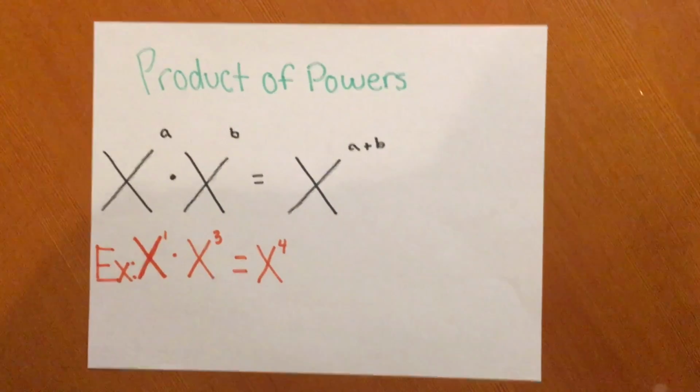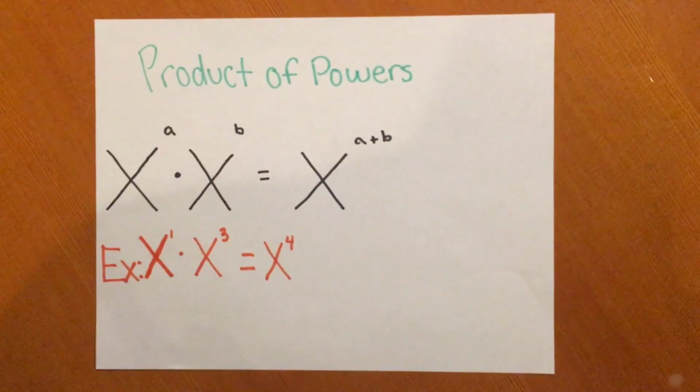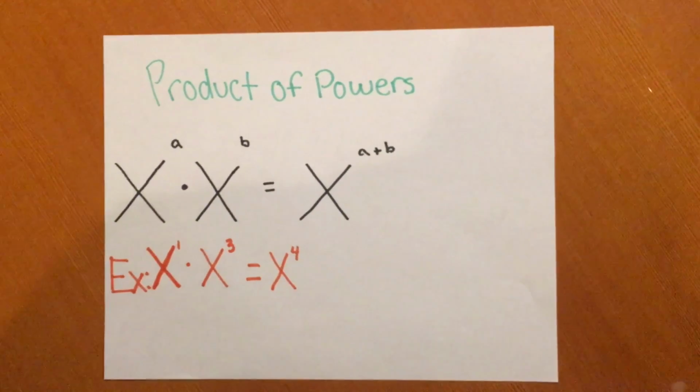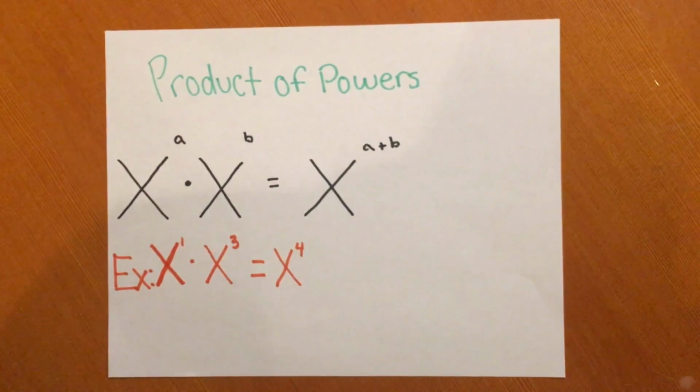Product of powers. When multiplying integers with the same base number, you simply add the exponents. For example, x to the first times x to the third equals x to the fourth. You add the 1 and the 3.